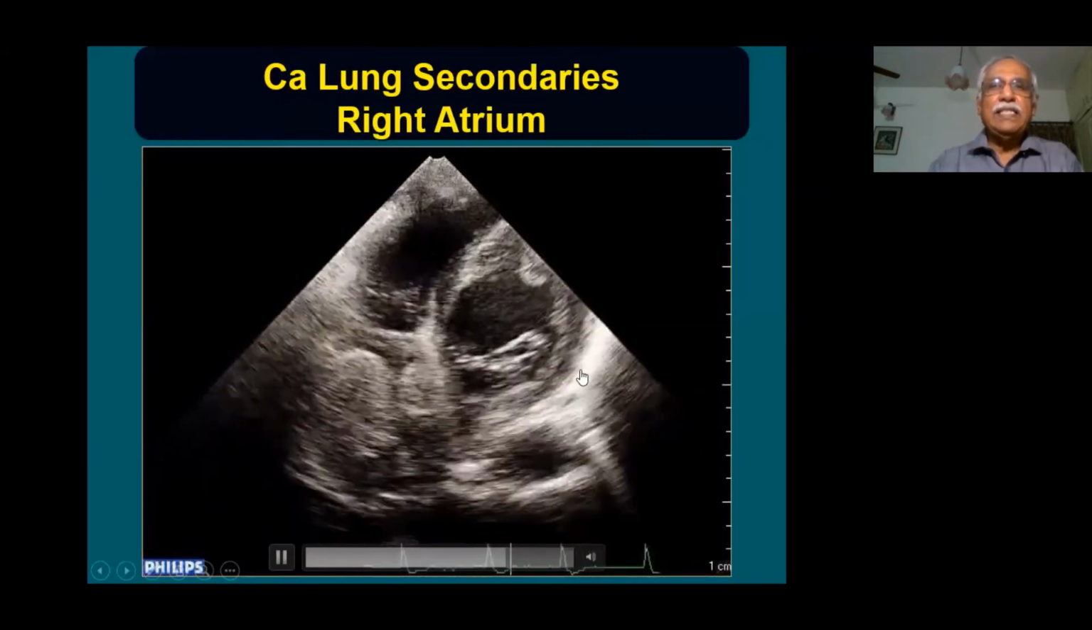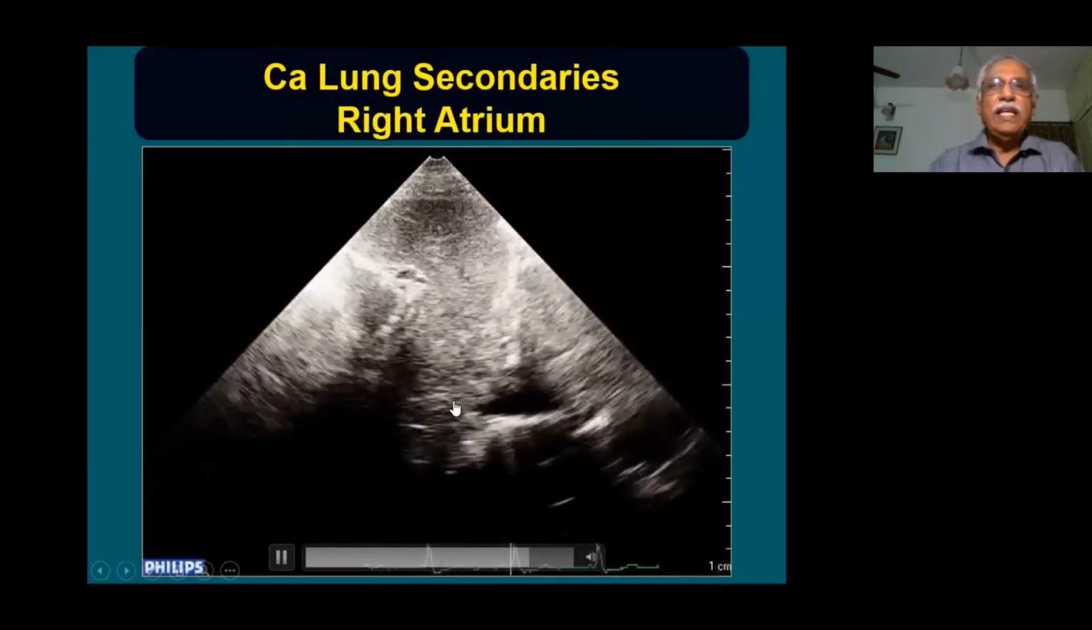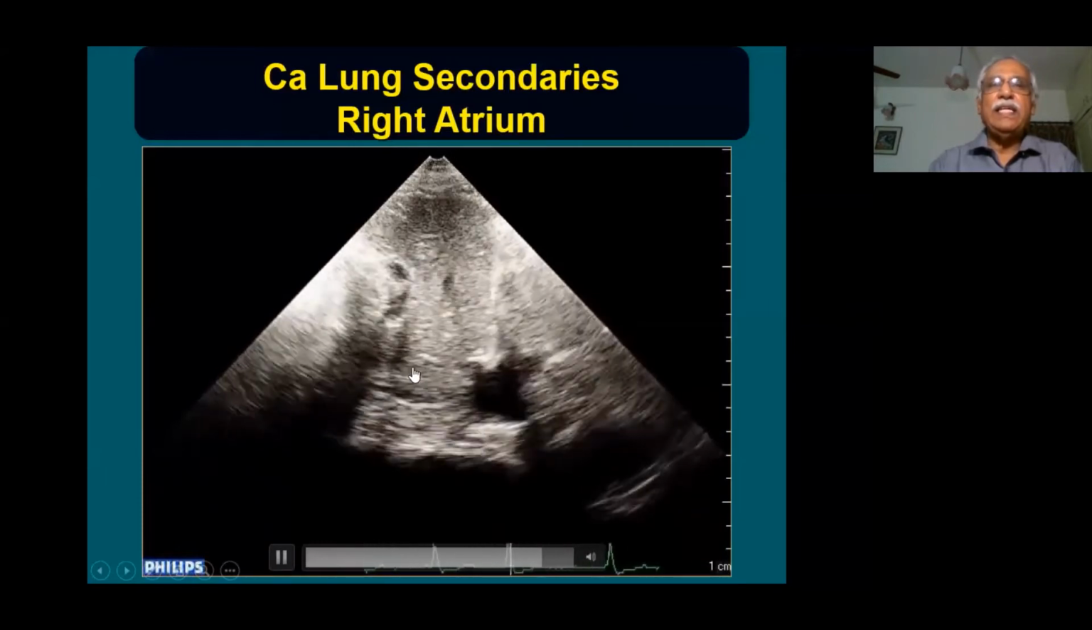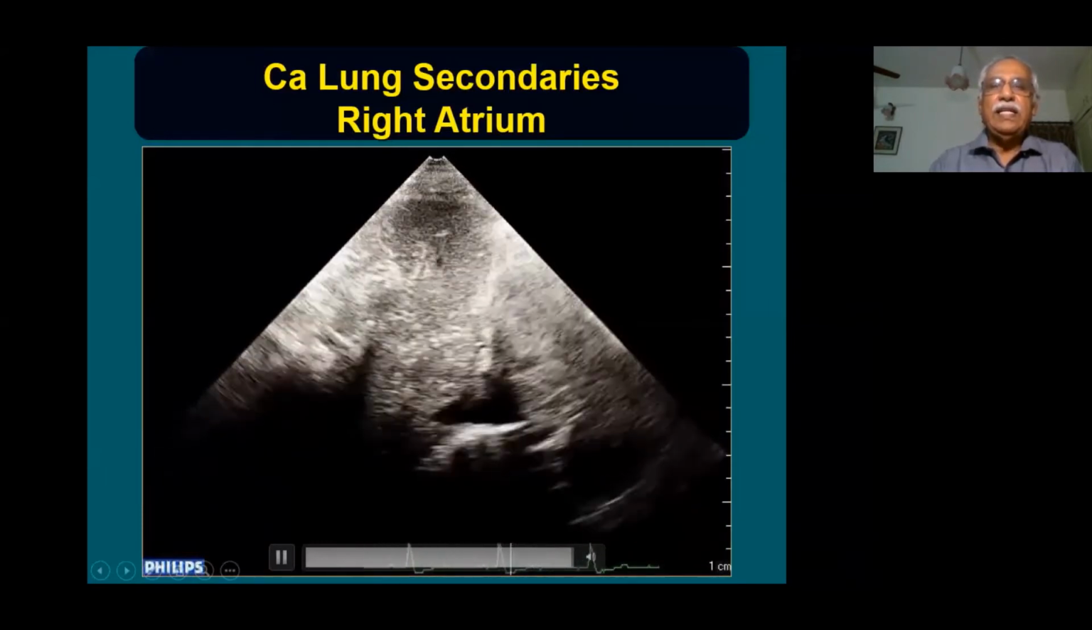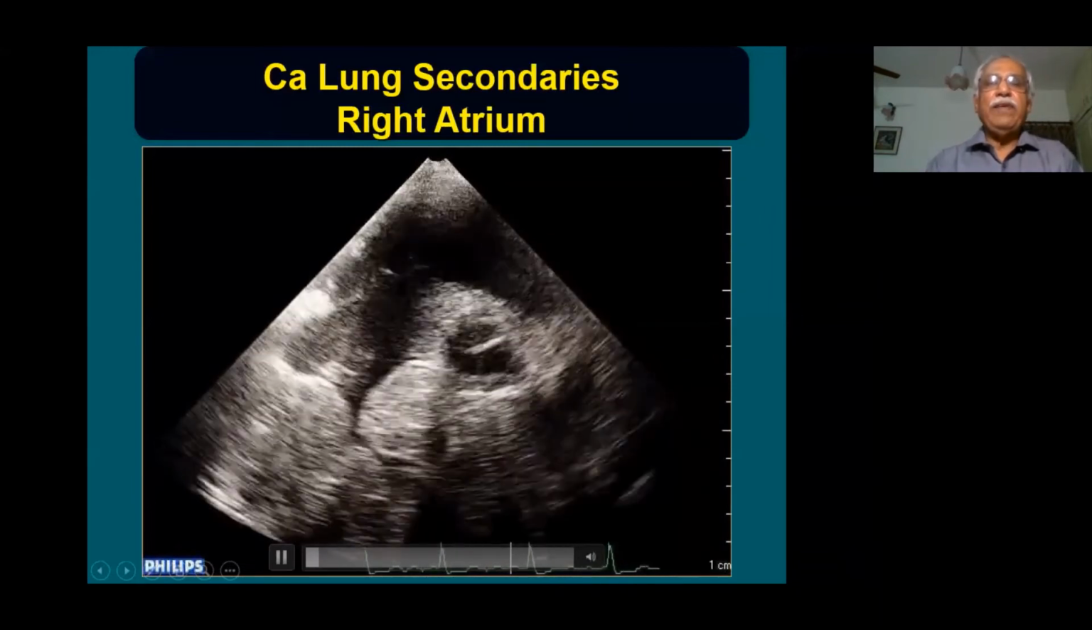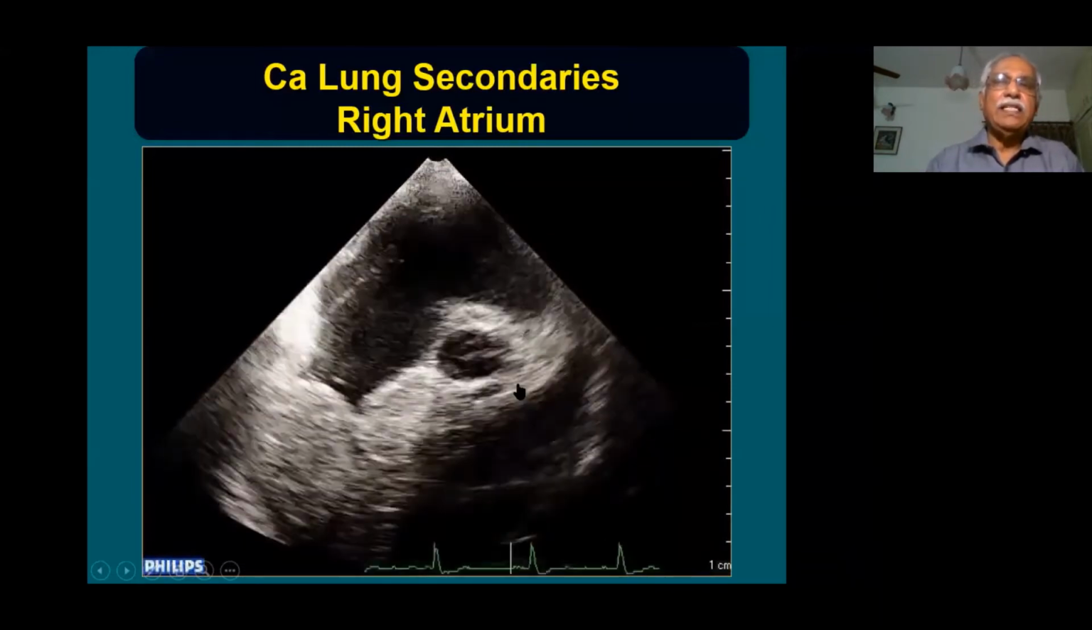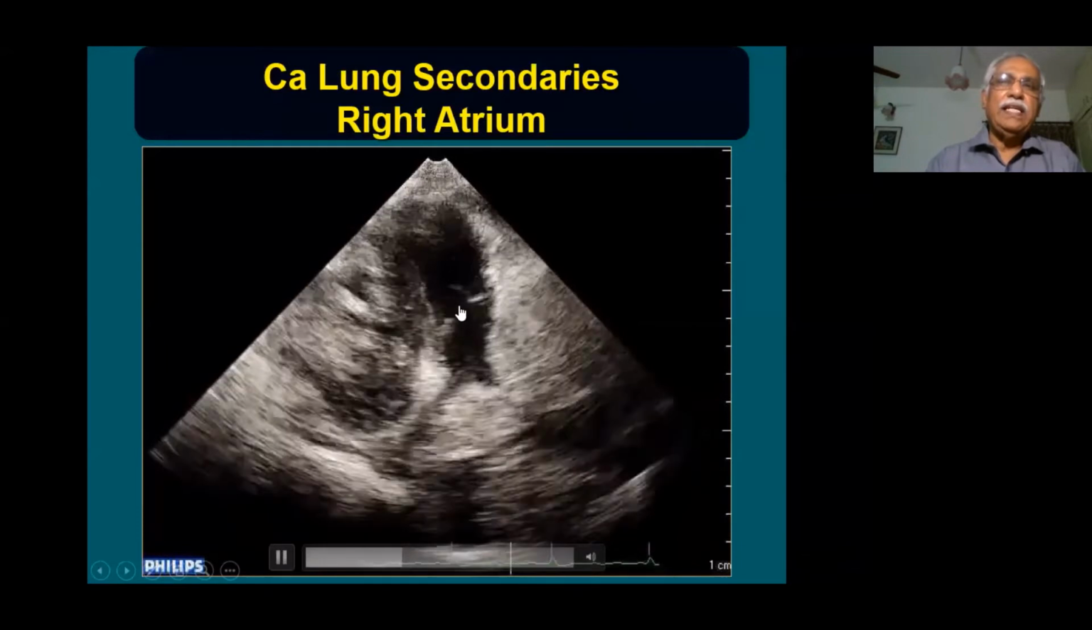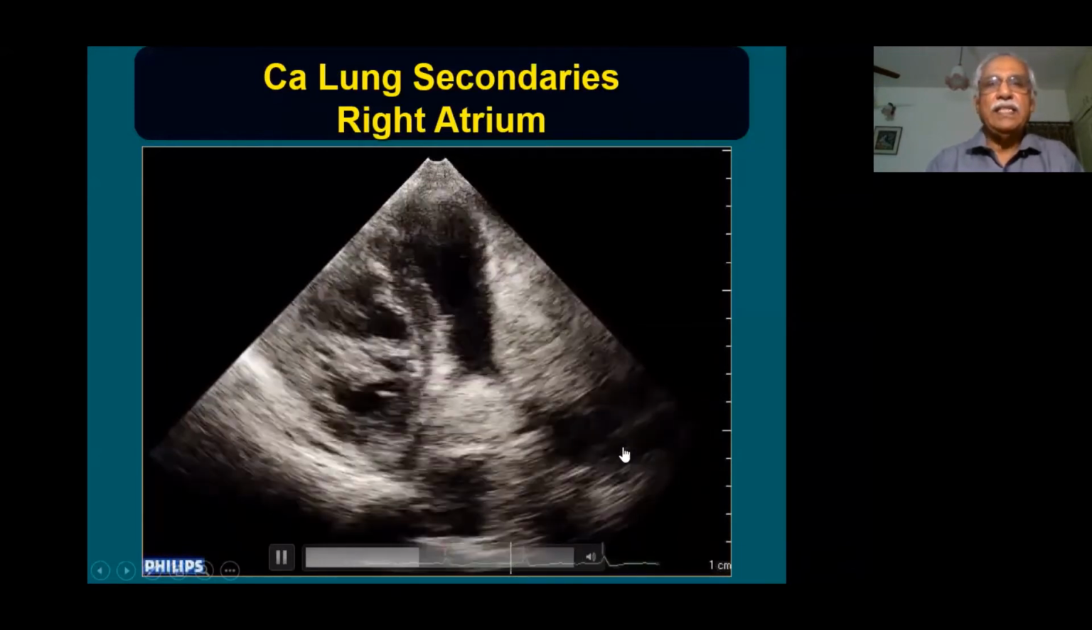Whenever you see a mass inside the right atrium, carefully look at the inferior vena cava to see whether there are any masses. Also look into the superior vena cava, and sometimes the coronary sinus also, to find out whether it is extending from one of these structures.